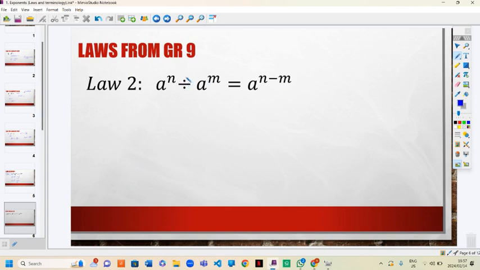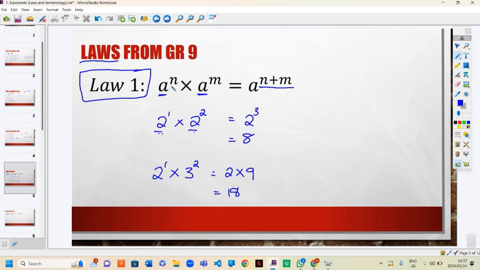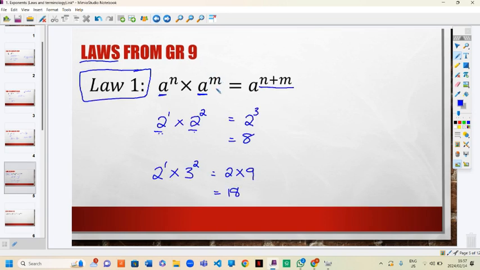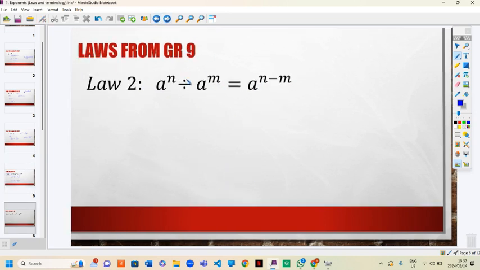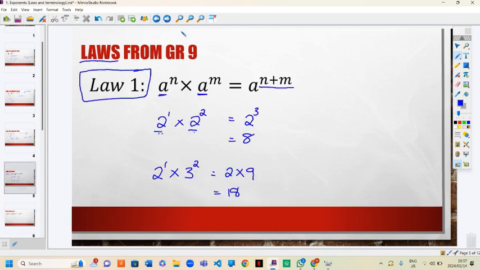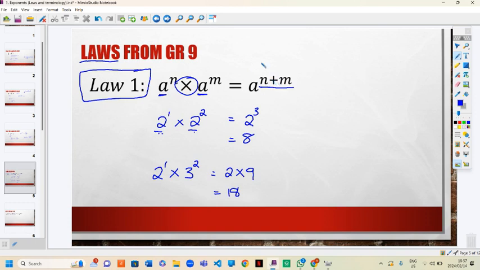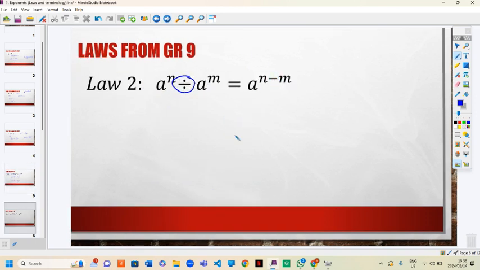Law 2 is basically just the opposite of law 1. Look here, we've got a to the power of n and a to the power of m. But now, what's the difference? I've got a divide here, and here's a multiply. What did we do when we multiplied the same bases? We added the exponents. What do you think you're going to do when you divide same bases? If multiply is the opposite of divide, you're going to do the opposite. And what's the opposite of addition? Subtraction. So we're going to subtract our exponents.